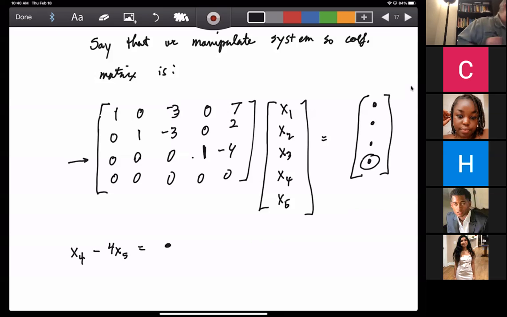Okay, and then if I look at the second equation here, that's going to be x2 minus 3x3 plus 0x4 plus 2x5 equals something on the right-hand side. And again, I can solve for x2. Now that's going to be in terms of x3 and x5. And in the same way, for the first equation, I can read off the value of x1 immediately.